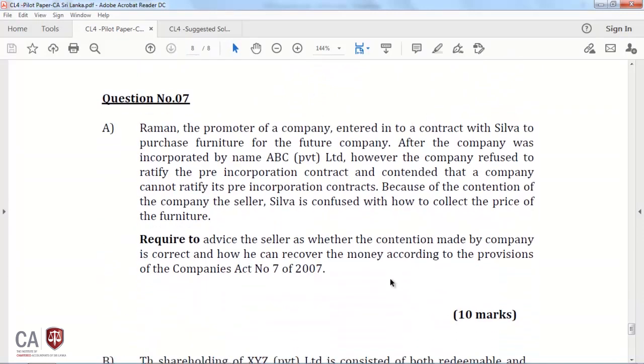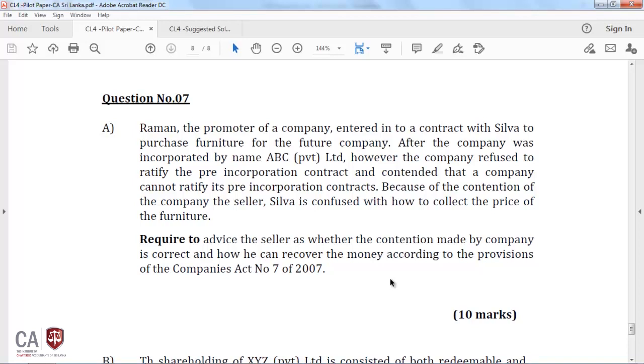Then question 7. Raman, the promoter of the company, entered into a contract with Silva to purchase furniture for the future company. After the company was incorporated by the name ABC Private Limited, however, the company refused to ratify the pre-incorporation contract and contended that a company cannot ratify its pre-incorporation contracts. Because of the contention of the company, the seller Silva is confused about how to collect the price of the furniture. Required: to advise the seller as to whether the contention made by the company is correct and how he can recover the money accordingly.